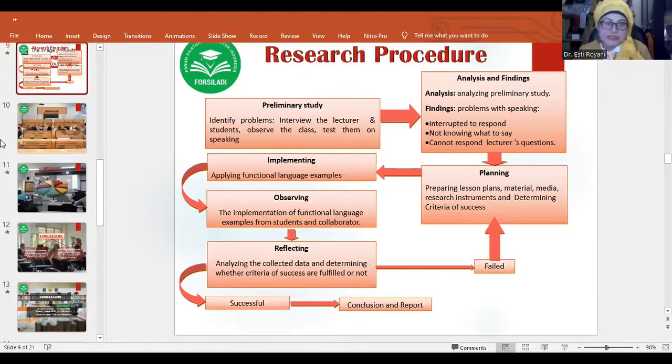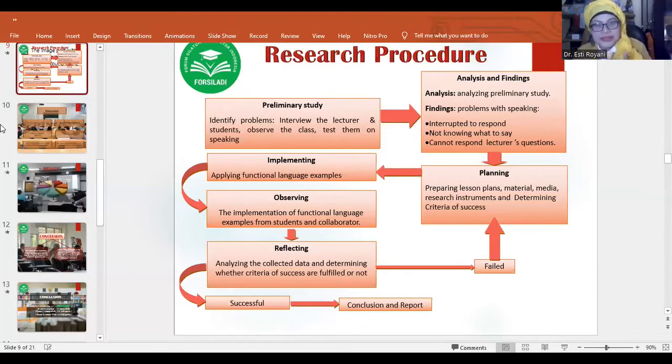And finally, we do the reflecting. The reflecting is a really important thing because we collect the data and determine whether the criteria of success are fulfilled or not. If we get a high score, it means the strategy is a success. But if not, for example we get a low score, we can rewind once more, analyze and find more, then implement again, observe, and reflect. If we get a high score, we can stop this cycle.